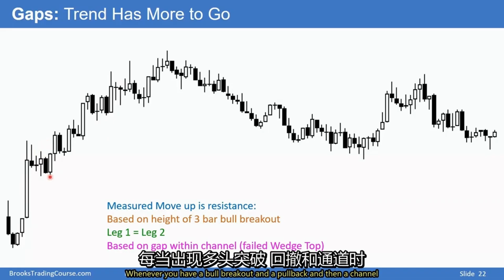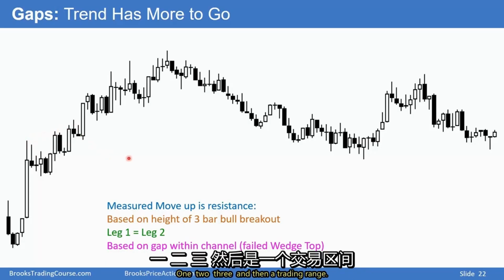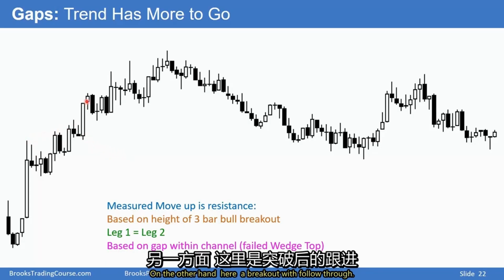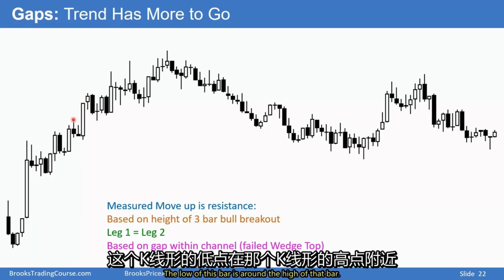Whenever you have a bull breakout and a pullback and then a channel, you have to be thinking about possibly 3 pushes up. 1, 2, 3, and then a trading range. On the other hand, here, a breakout with follow through, and then look at this bar. The low of this bar is around the high of that bar.